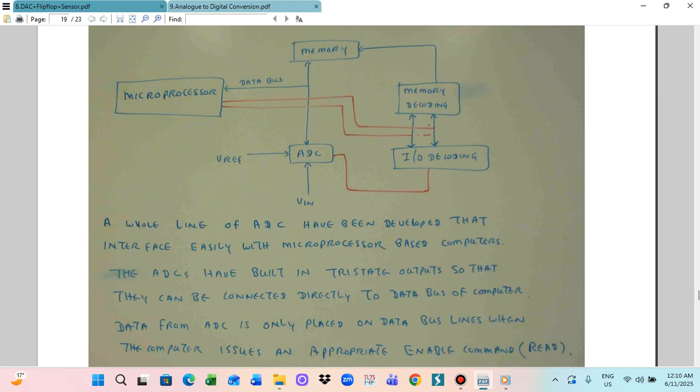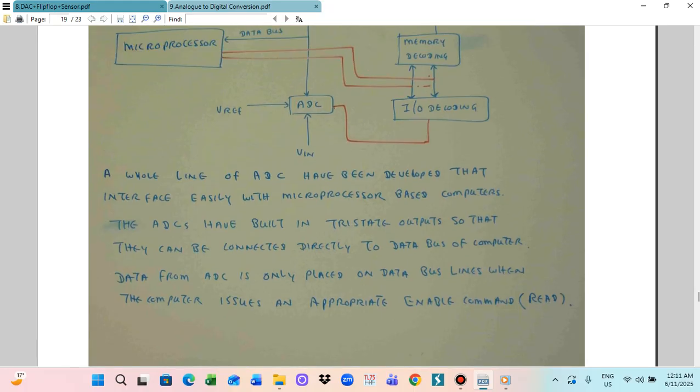The data from the ADC is placed on the data bus line only when the computer issues the appropriate enable command. This way we can control the microprocessor. When the computer provides the enable command, the ADC places the data onto the data bus. This is the way we can control the ADC. Normally the ADC does not have any internal control, so a standard ADC needs to be enabled. This enable signal is provided by the microprocessor computer.